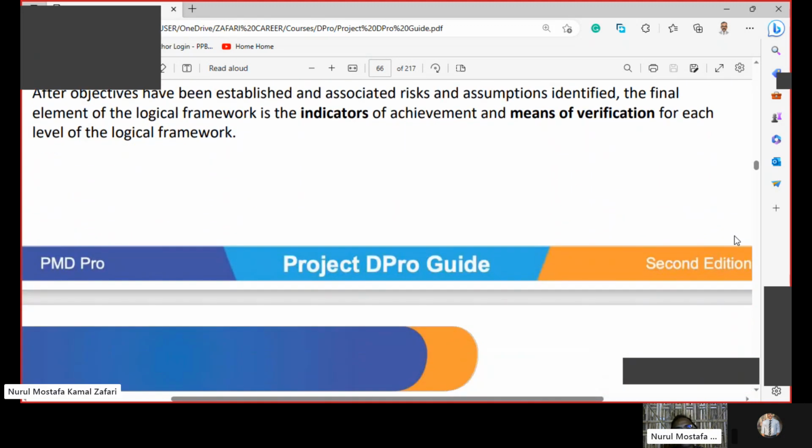After objectives have been established and associated risks and assumptions identified, the final element of the logical framework is the indicators of achievement and means of verification for each level of the logical framework.